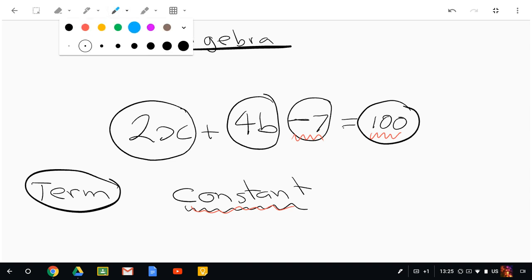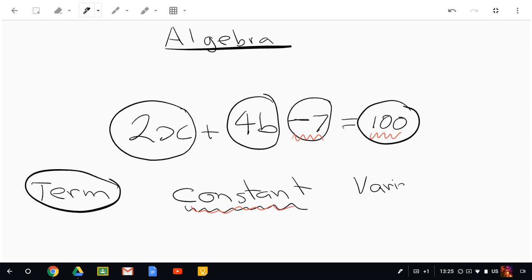Another thing that we might talk about is a variable. A variable is different to a constant because a variable changes, and a variable is often called a pronumeral. So variables or pronumerals are these. Well, this is a pronumeral here. The x is a pronumeral, and the b is a pronumeral. And they are parts of variable terms because the terms can change the value.